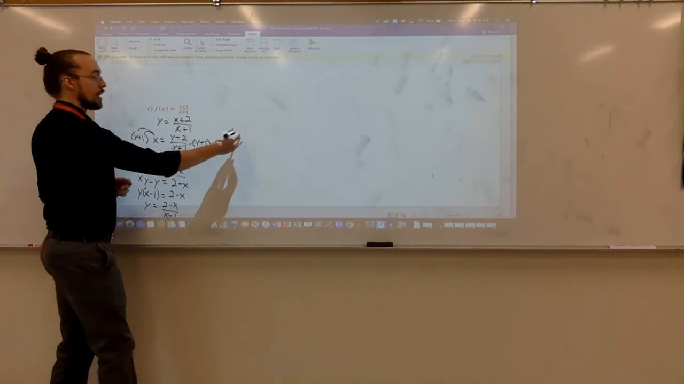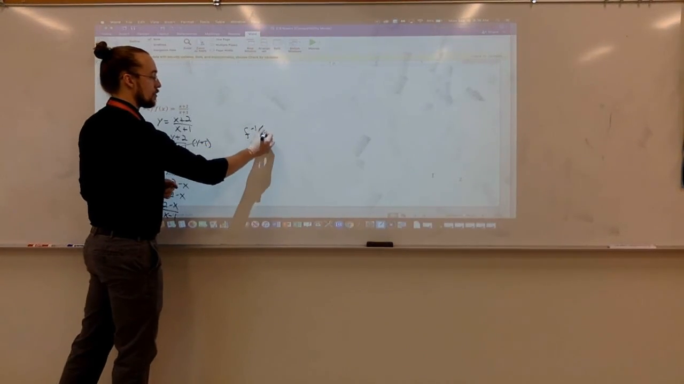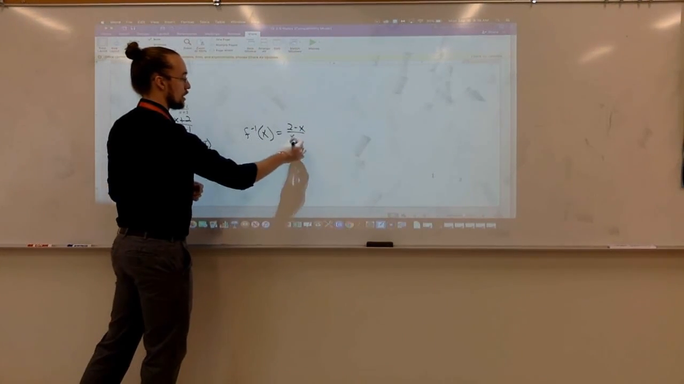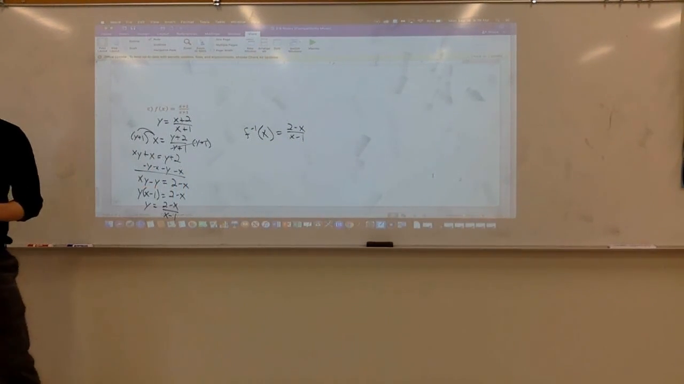Then the last step is just to replace the y with the f inverse notation. So we've got 2 minus x over x minus 1.